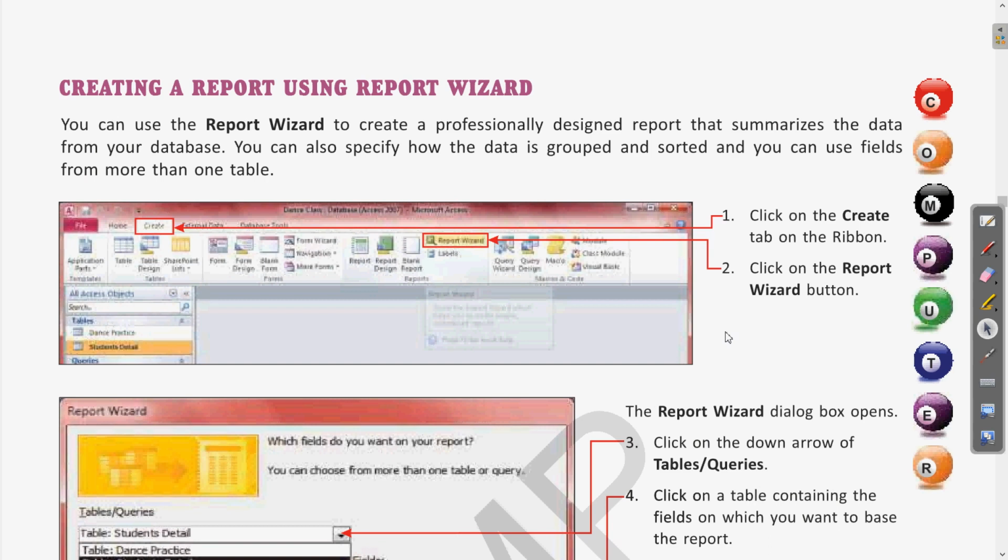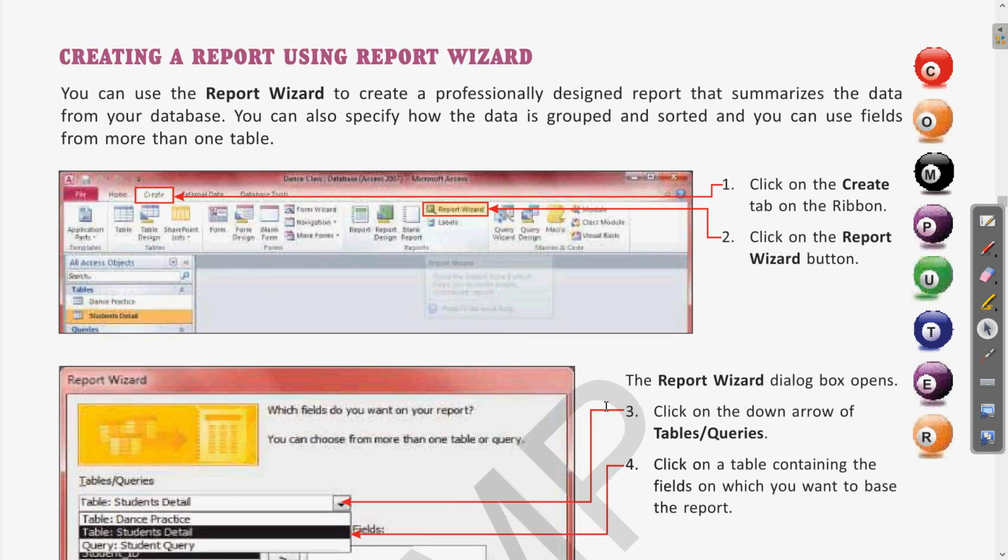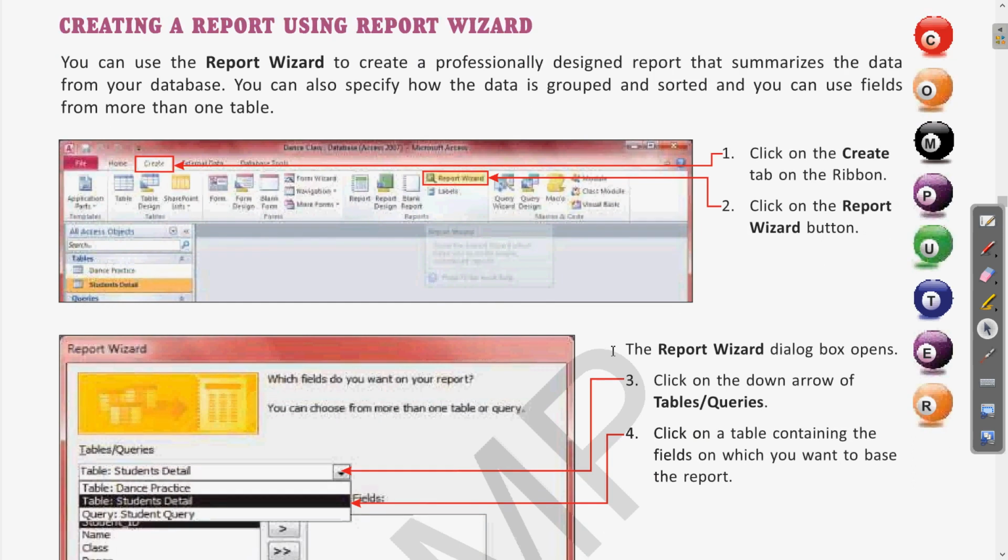some inputs, whatever options we choose in the dialog box, and according to that the wizard helps us to generate it. Clear? So what are the steps to generate this report using the wizard? First, go again to the Create tab, and in the Create tab we will get this Report Wizard button. Clear? So earlier we have seen the report and blank report. Now we are clicking the Report Wizard option.